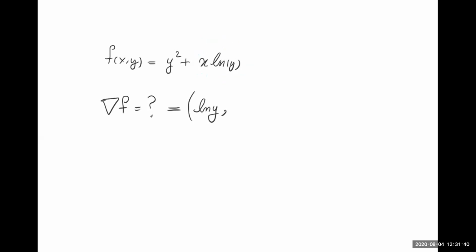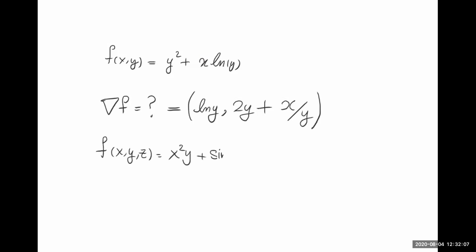And then I should take the derivative with respect to y. Well, the derivative with respect to y of the first term is 2y. And the derivative with respect to y of the second term is, we have this constant coefficient, and the derivative of ln of y would be 1 over y. So this is the gradient of f. Also, similarly, if we have a function with three variables, let's say x squared y plus sine of z, the gradient of the function would be the partial derivative with respect to x, which is 2xy, the partial derivative with respect to y, which is x squared, and the partial derivative with respect to z, which is cosine of z. So that would be the gradient of this function.